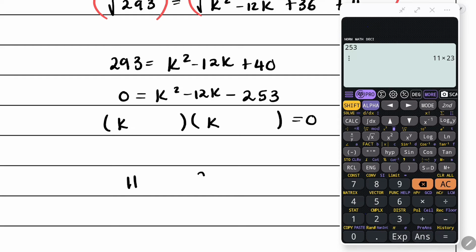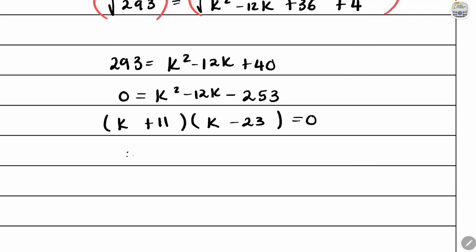So if it's 11 and 23, but they need to give you a negative 12 in the middle, you should make the bigger factor negative so that we can achieve that. If you say negative 23 plus 11, you do indeed get negative 12. So we can see that those are factors. So plus 11 minus 23. Therefore, k is either equal to negative 11 or k is equal to positive 23.